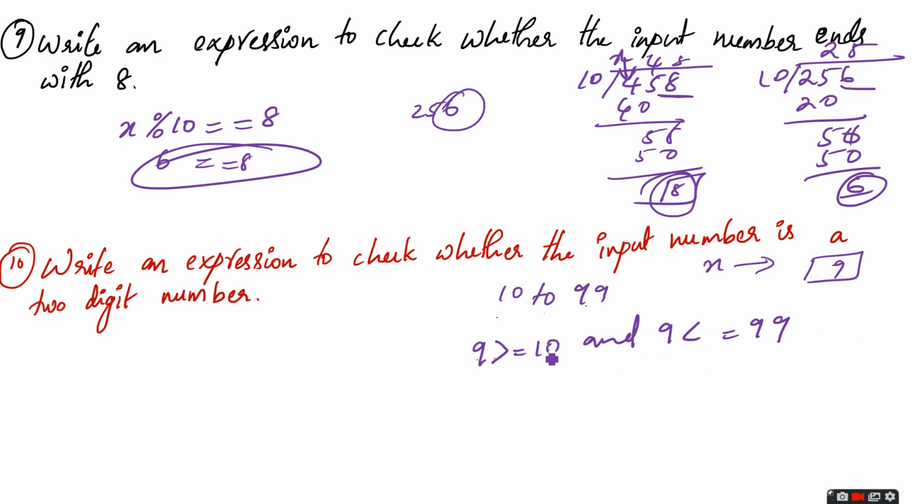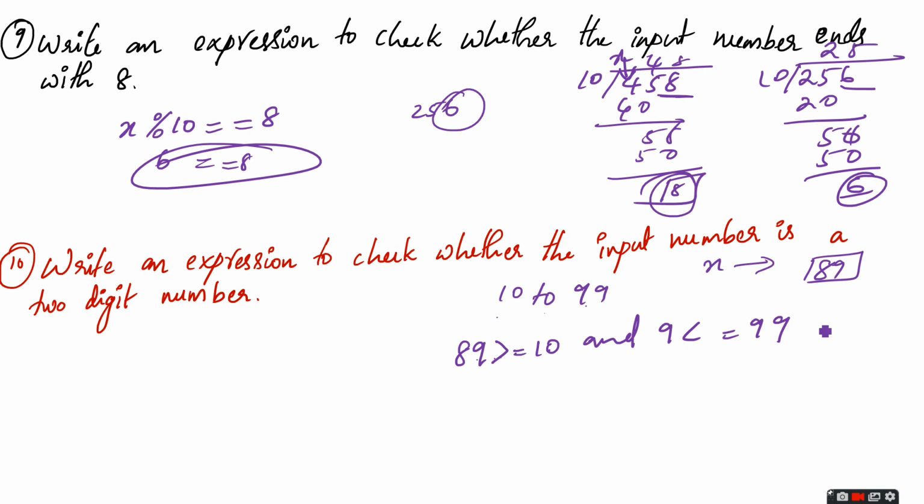Then only we can say that 9 is a 2-digit number. Either 9 should be equal to 10. No, it is not equal to 10. Then we are checking whether 9 is greater than 10. No. So we are checking 9 is less than or equal to 99. No. So it is not a 2-digit number. Or the number is 89. Now see here, 89 is greater than 10.